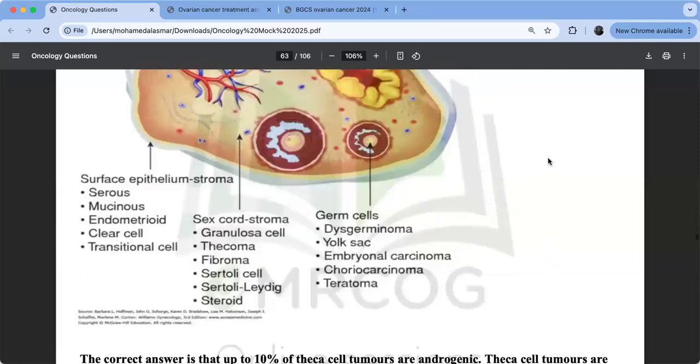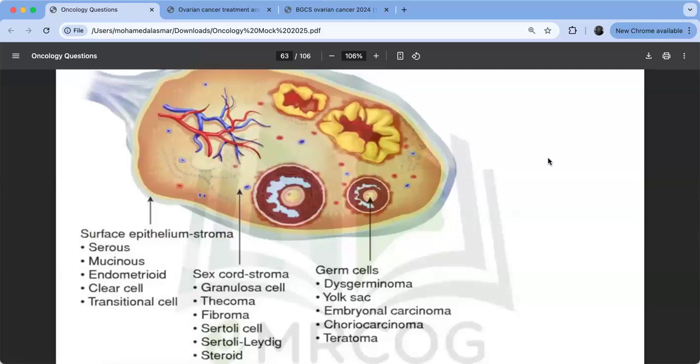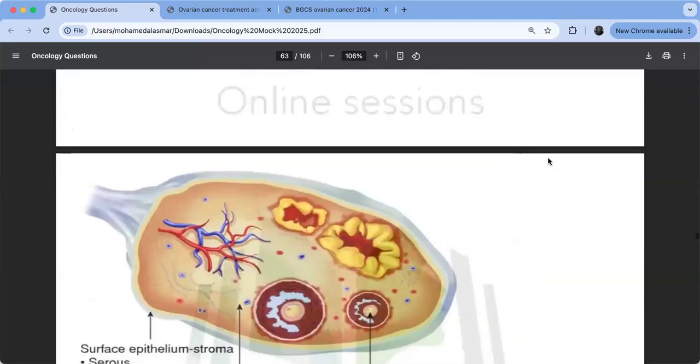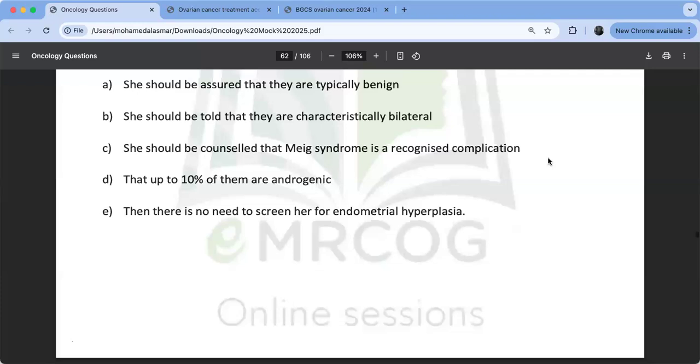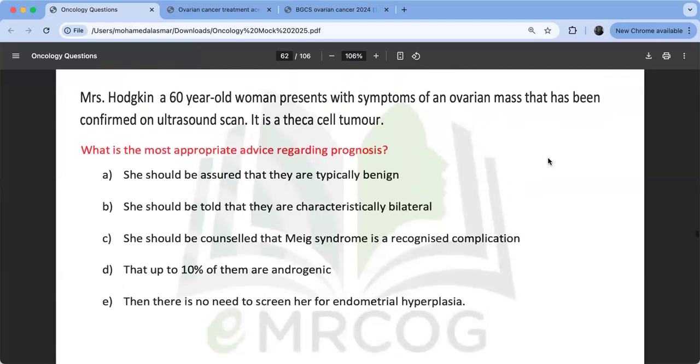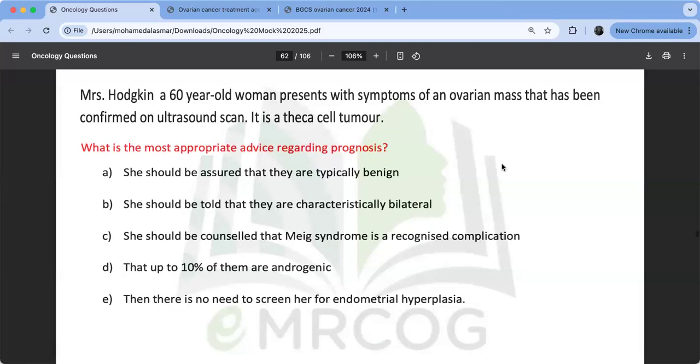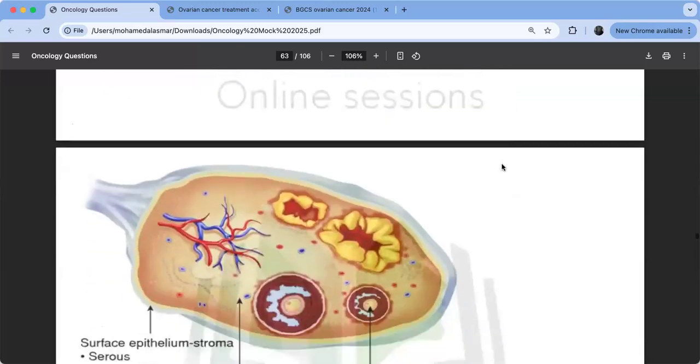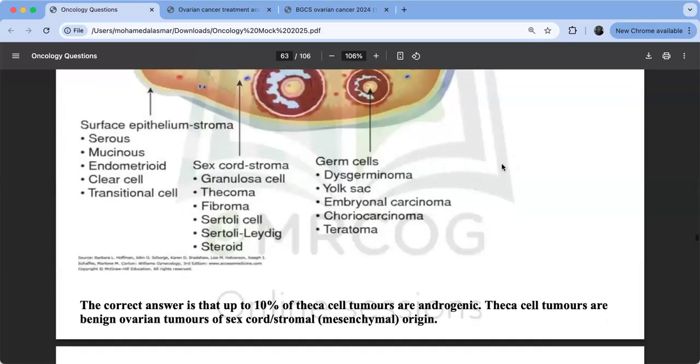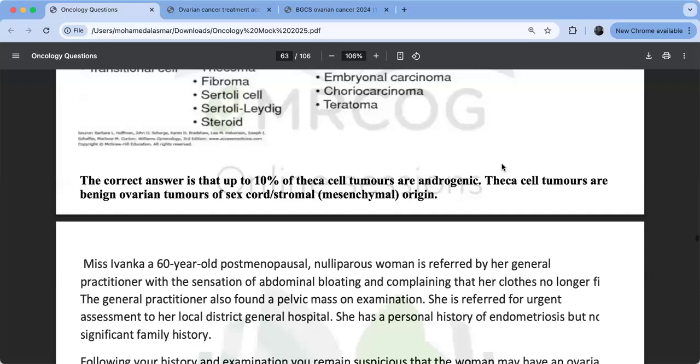Okay? So that's why people who have thecal cell tumor, what do they show as a clinical sign when you're examining a patient with thecal cell tumor and she's old? Yes, of course, hyperandrogenism. That's why 10% are androgenic.